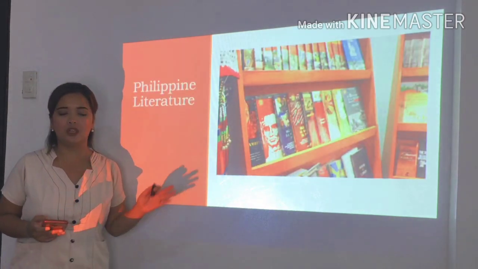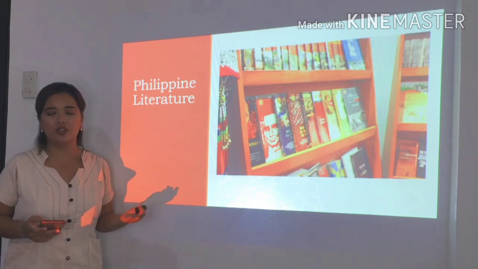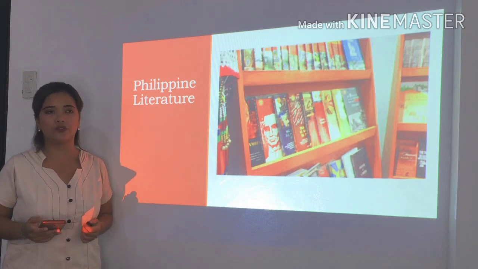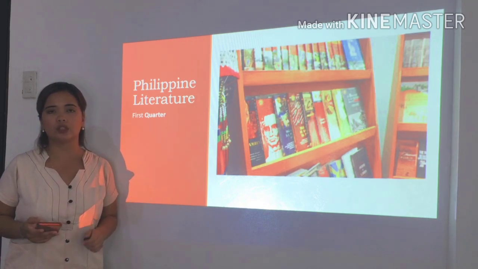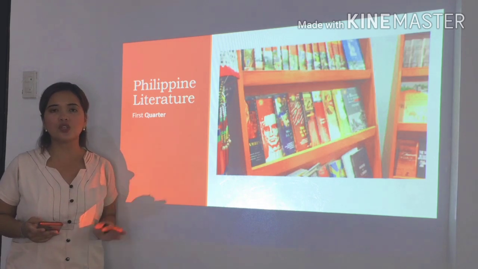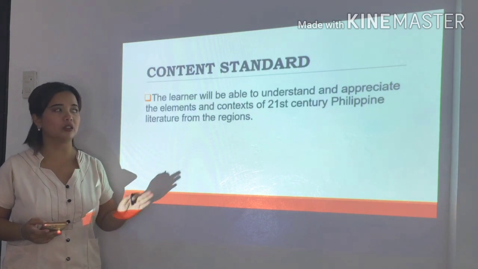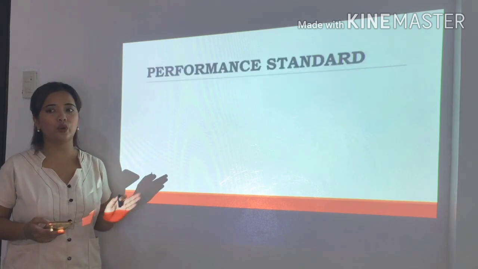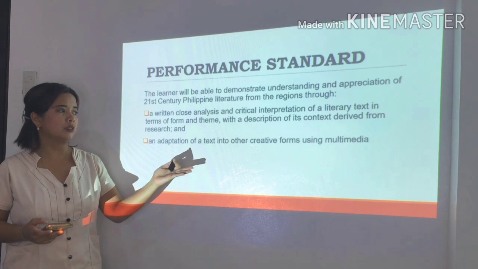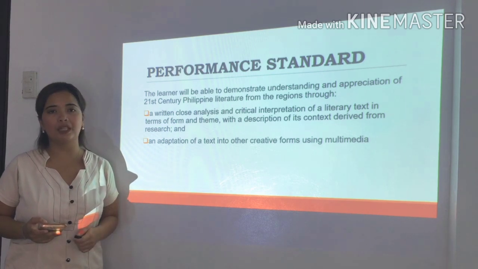We're just going to have a fast track of the following, since I already discussed this in the video that I sent to you, which was about the overview. 21st Century Literature is divided into 2 quarters, the first quarter and the second quarter. For the first quarter, we have Philippine literature, and the content standard talks about the elements and context of 21st century Philippine literature from the regions. For the performance standard, you're going to adapt the text into creative forms using multimedia, and also write a close analysis of those Philippine literary texts.